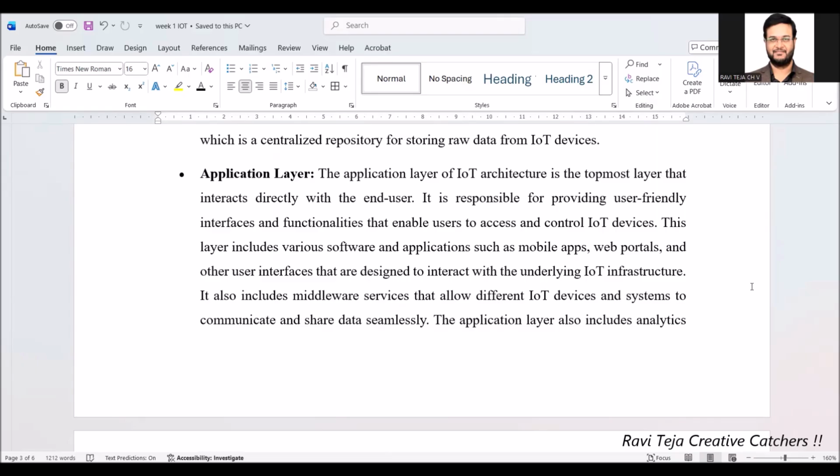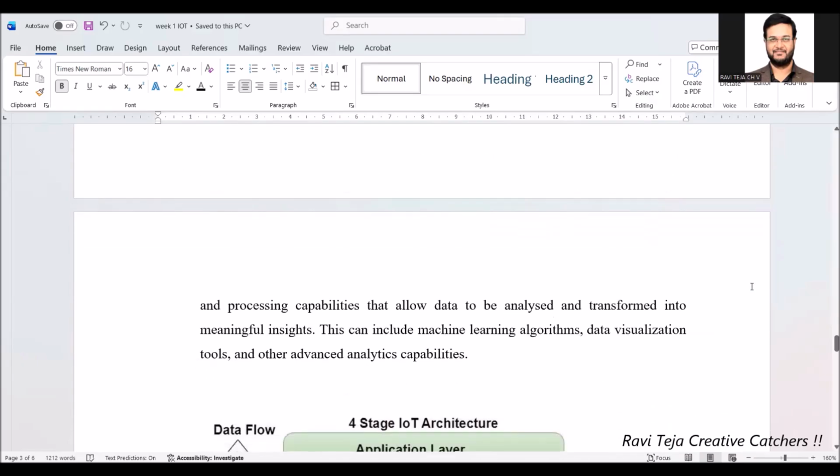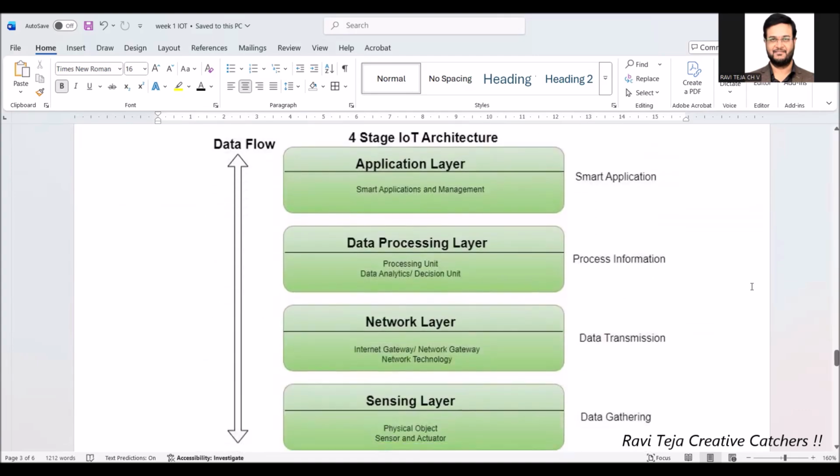So this application layer also includes analytics, processing capabilities that allow data to be analyzed and transformed into meaningful insights. So it can include machine learning algorithms, data visualization tools, and other advanced analytical capabilities. So this is the block diagram where you can see the data flow, where 4 stages of IoT architecture are involved: application layer, data processing layer, network layer, sensing layer.